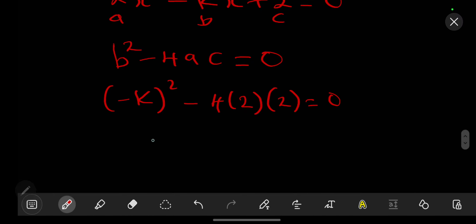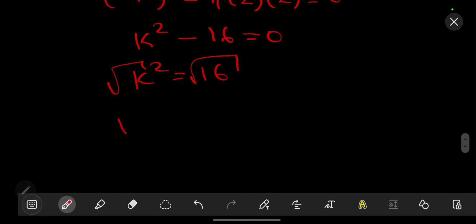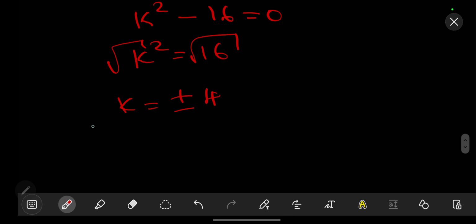So negative k squared is k squared. Then minus 4 times 2, that's 8, times 2, that's 16. So minus 16 is equal to 0. So we have k squared equal to positive 16. When we find the square root of both sides, we have k equal to plus or minus 4. So it's either k is equal to 4 or k is equal to negative 4.